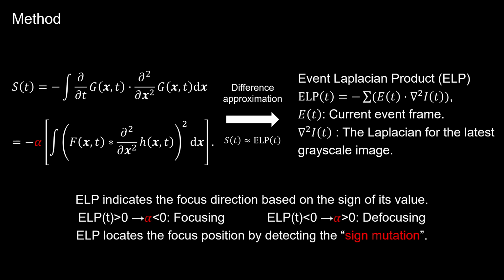We can locate the focus position by detecting the sign mutation in the ELP value. That is, when the value flips from positive to negative. This enables real-time focus detection during motor movement, eliminating the need to first collect a full focus stack and then search through it. In other words, it allows us to achieve true one-step autofocus.